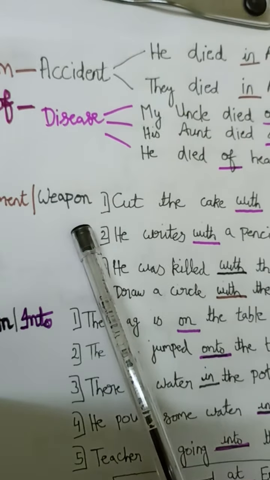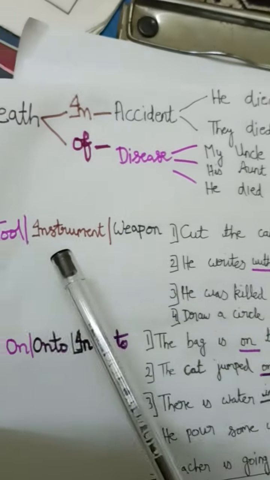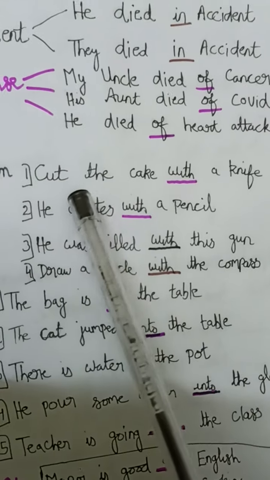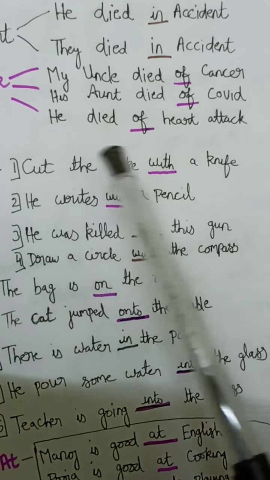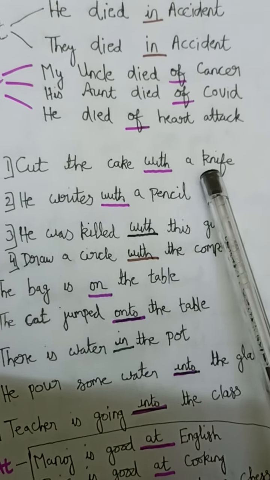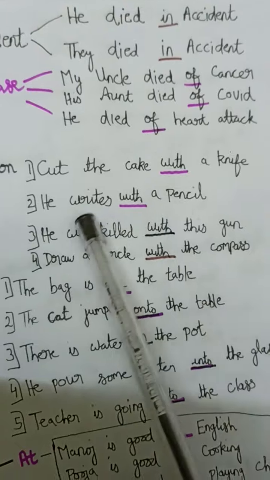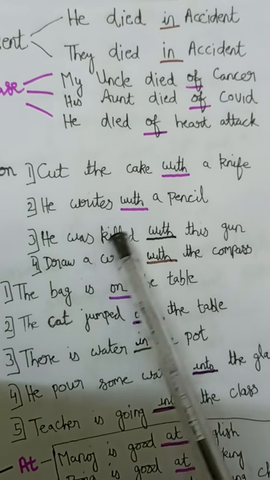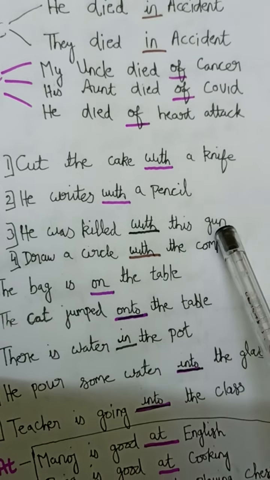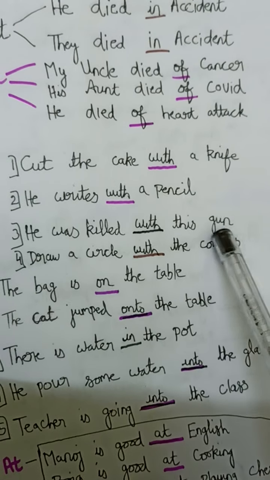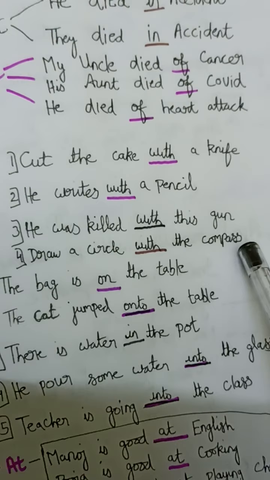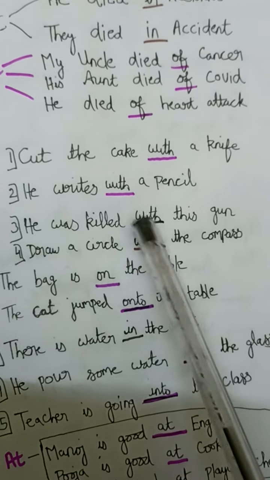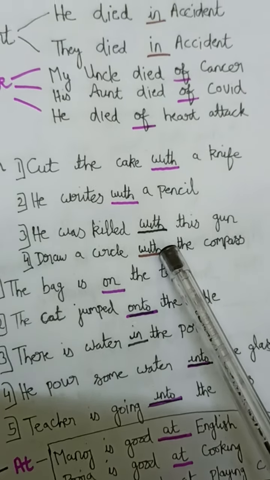Tool, instrument, weapon. Which preposition will go with all this? Cut the cake with a knife. By knife we should not say. Cut the cake with a knife. So whenever a knife is there, a pencil, he writes with a pencil. He was killed with this gun. A weapon is involved here, you can see. Draw a circle with the compass. Compass is nothing but the instrument here. So again we are using with. So no confusion is there with respect to with.